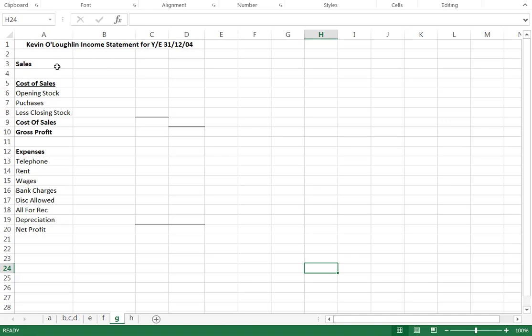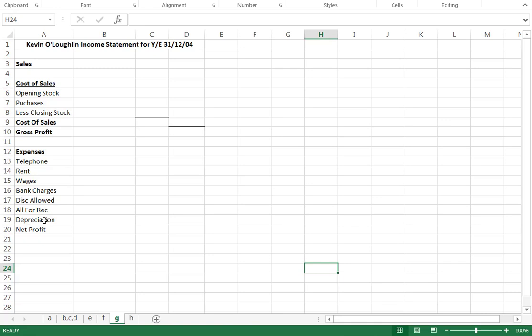So here's my income statement. As usual, sales, cost of sales, and cost of sales is opening stock plus purchases less closing stock. That's going to give me my cost of sales. My expenses are phone, rent, wages, bank charges, discount allowed, allowance for receivables and depreciation.